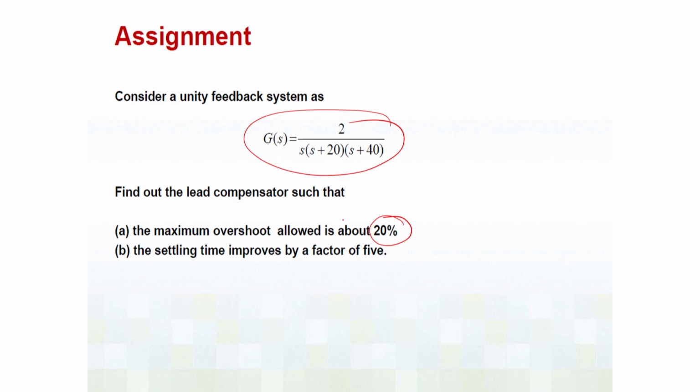Earlier I had done it for some other overshoot value, 16%, now it is 20%. So, you can find out what is the corresponding value of the zeta. However, the settling time now has to improve by a factor of 5. So, follow the same procedure and see how you can design a lead compensator.